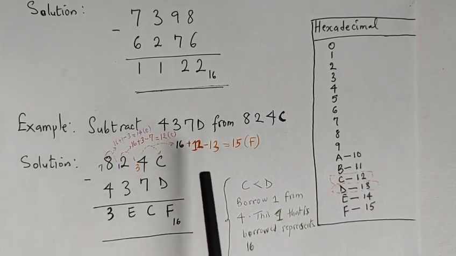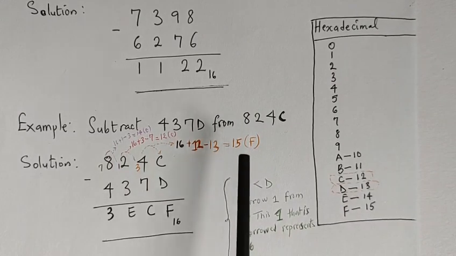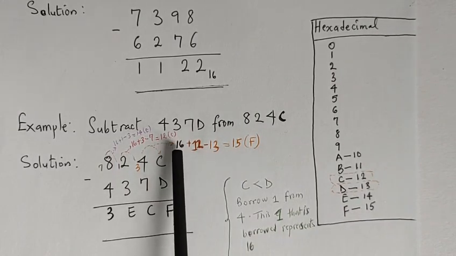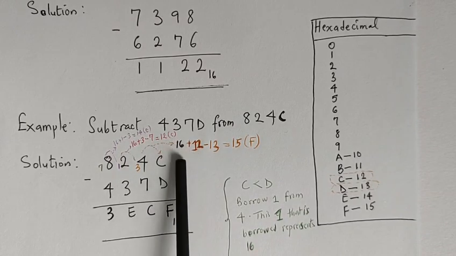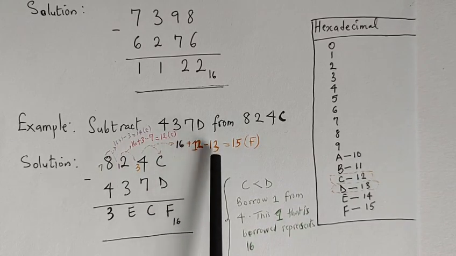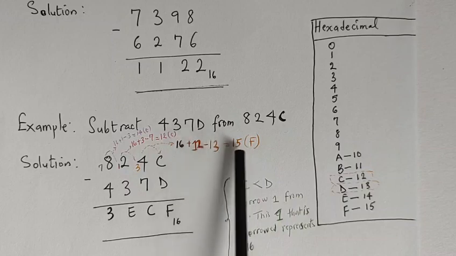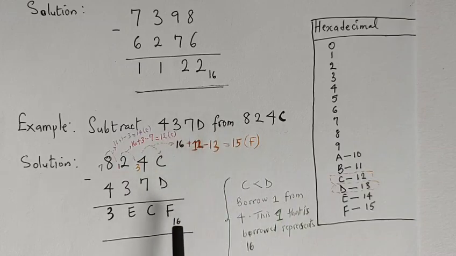So if you're not sure, you can punch your calculator. You're going to get the same answer. Because 16 plus 12 will give us 28. 28 minus 13 will give us 15. That's very straightforward. So 15 represents F. So we write F.